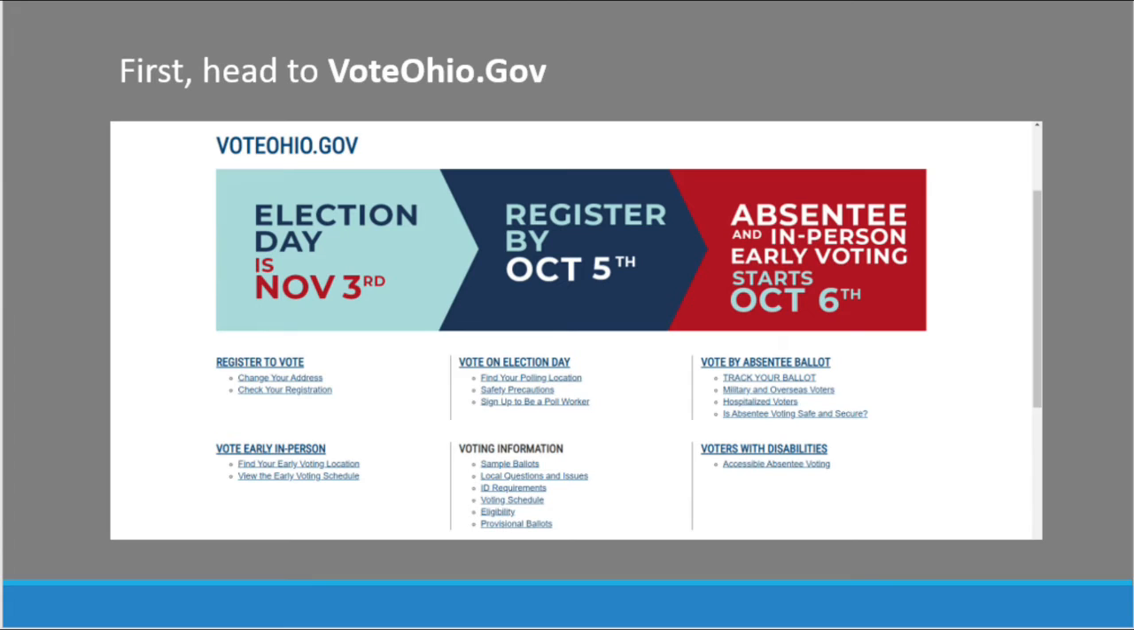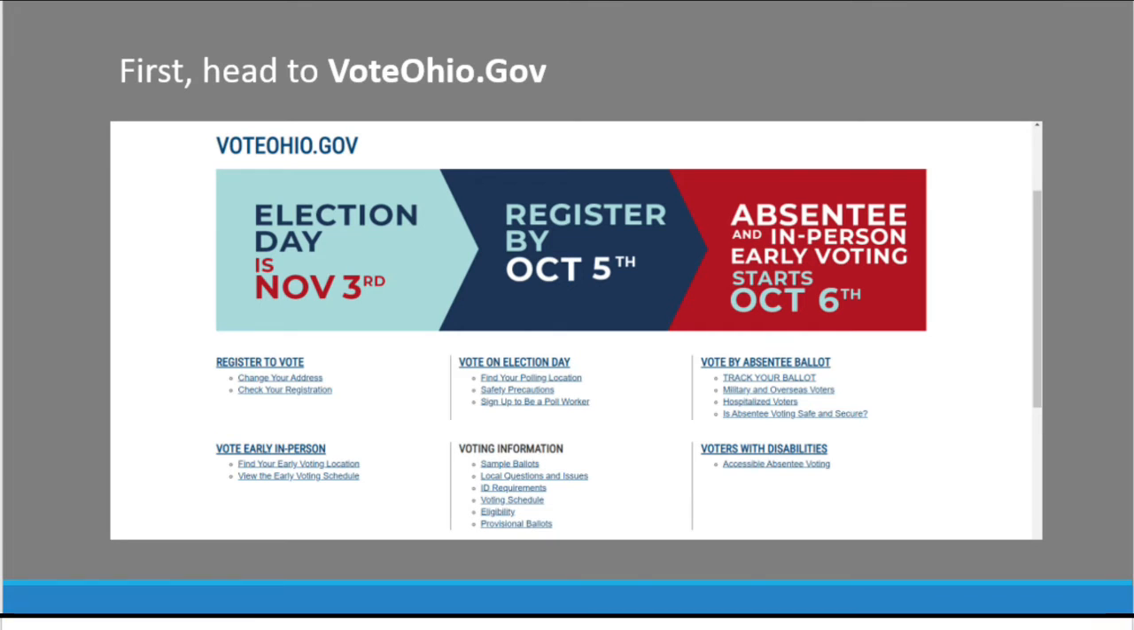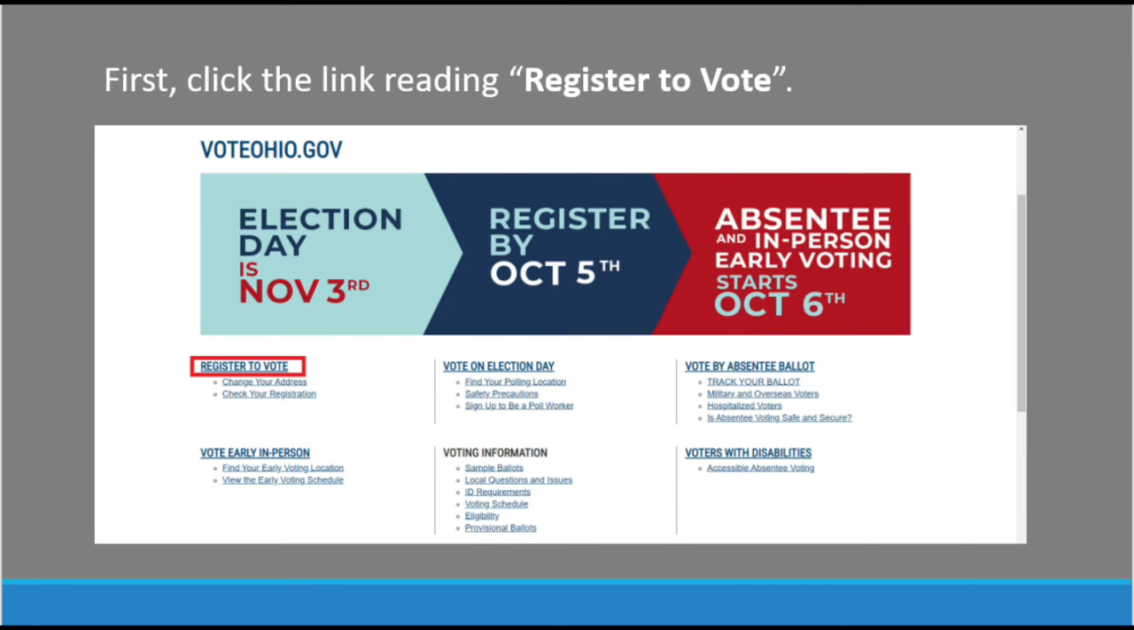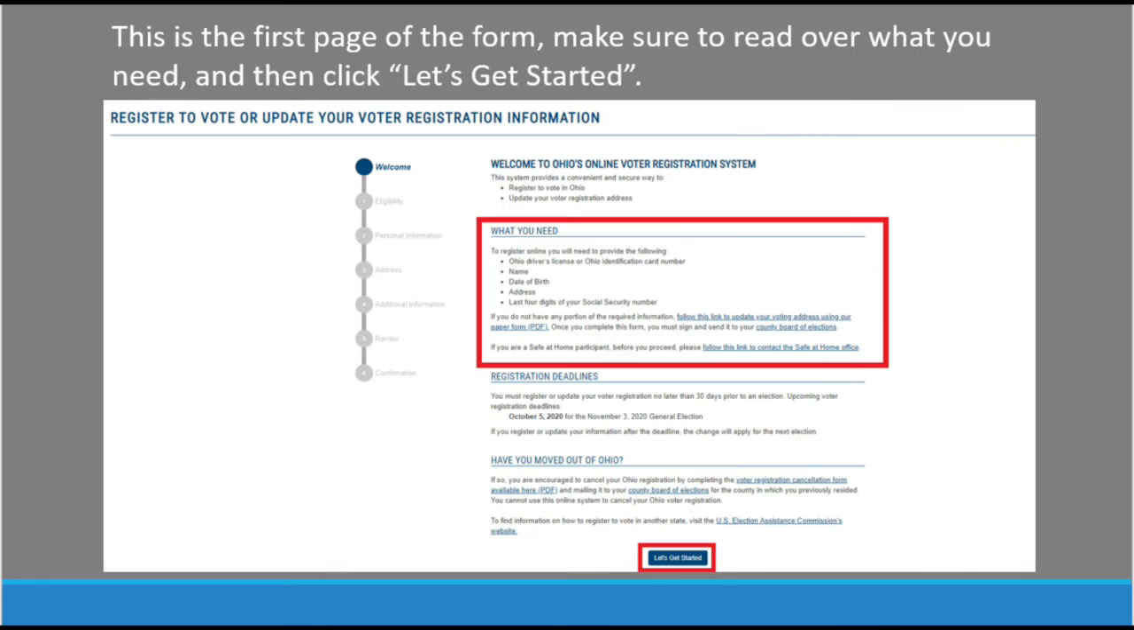So as we can see, there is a lot of information here and pretty much all the information you will need to know about voting. But today we are just going to be going over voter registration. Registering to vote is very simple and can be done entirely online. The first thing that we are going to do is click Register to Vote. From here, the process is pretty straightforward and it shouldn't take too long to complete.